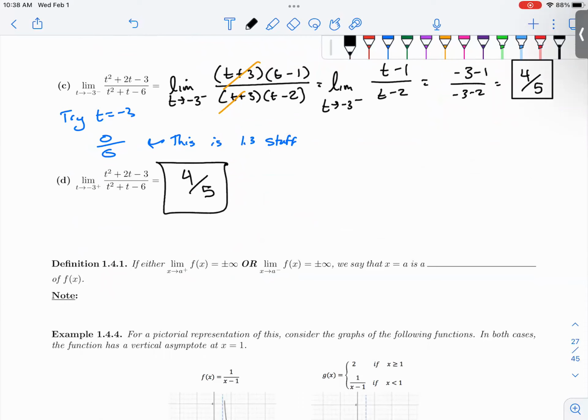So if either the limit as x approaches a from the right of f of x equals plus or minus infinity, or the left-hand side equals plus or minus infinity, the key thing there is an or. And that's what the note is going to say. We say that x equals a. Remember, x equals a is an equation that says x equals a number, but it can also be considered a line. X equals a is a vertical line, right? So we say that the line x equals a is a vertical asymptote.